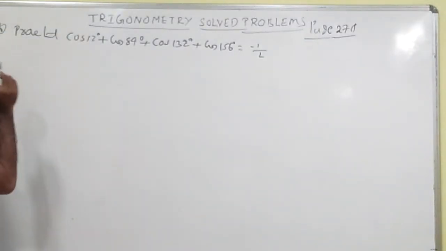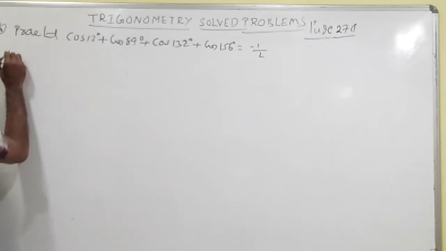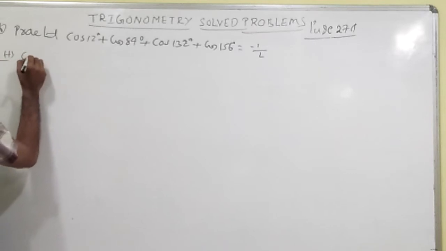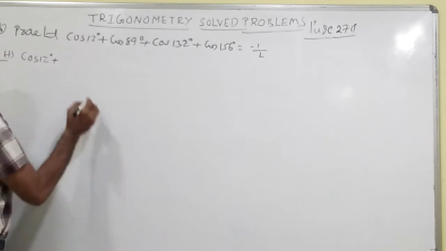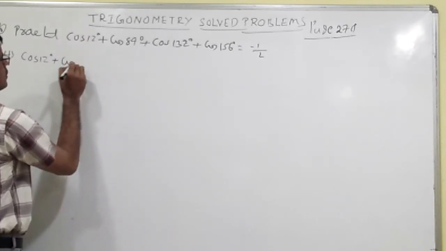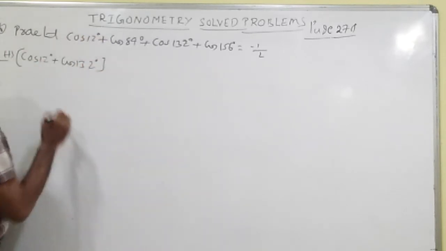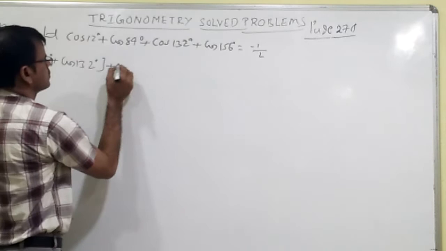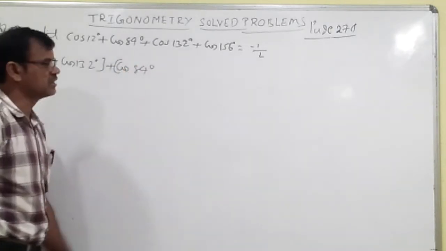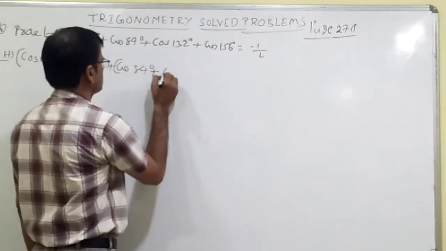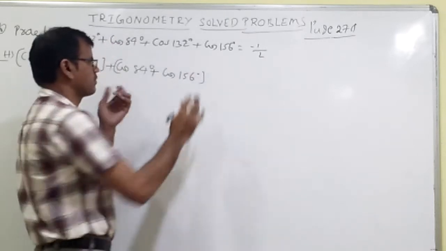Take LHS. LHS is cos 12 degrees plus cos 132 degrees written side by side, plus cos 84 degrees plus cos 156 degrees. In any method we can do, any way you can get the answer, you will get the answer.